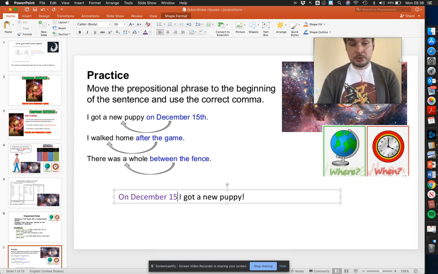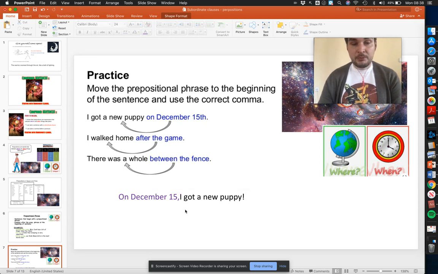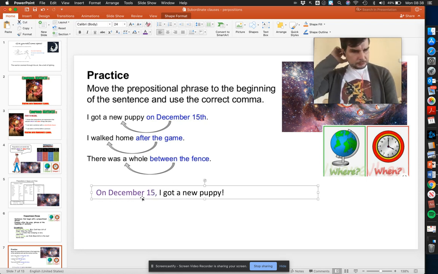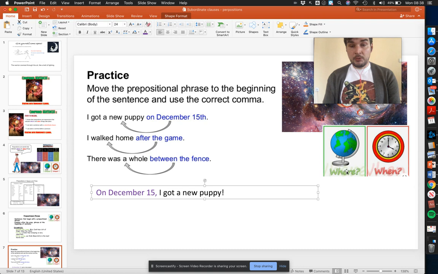And now I'm going to have to remove that full stop, place a comma, and you see, now it's correct because I have some space. If I move it back, does it say that it's wrong? No, but it doesn't look right. So give yourself some space. Now I have a subordinate clause at the front telling me when. On December 15th, I know exactly when I got the puppy. I got a new puppy.